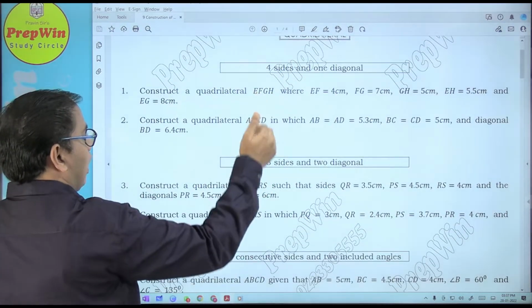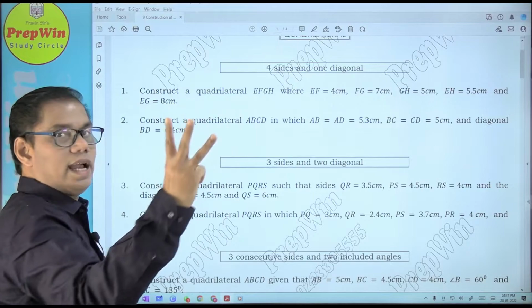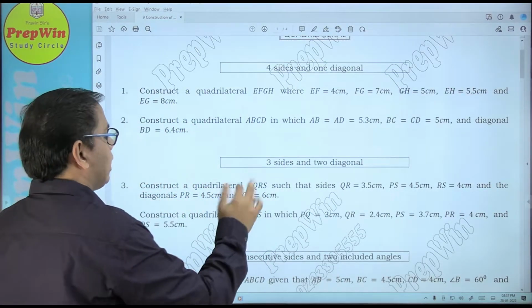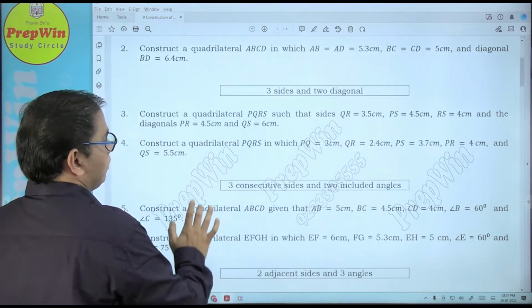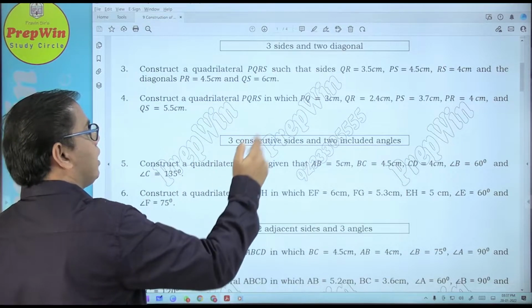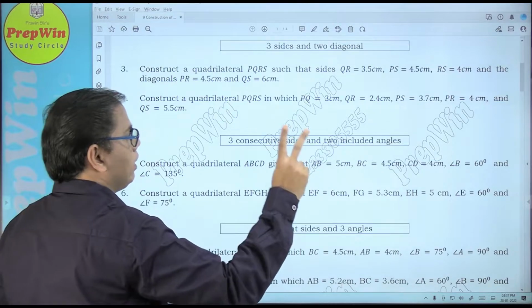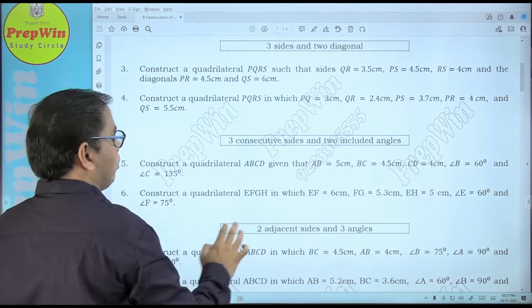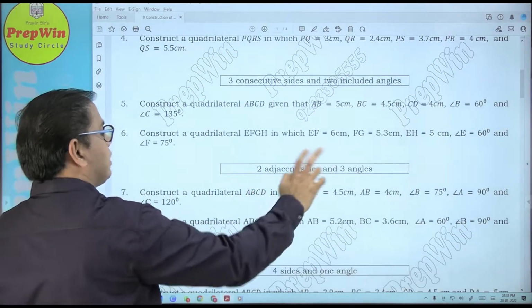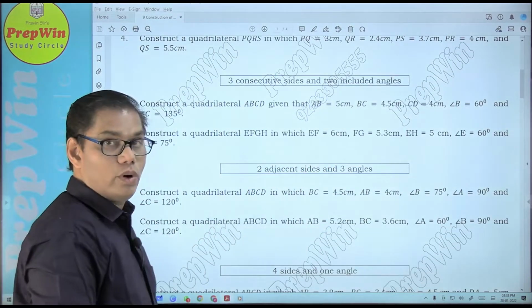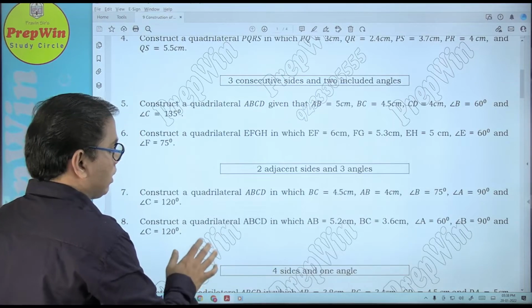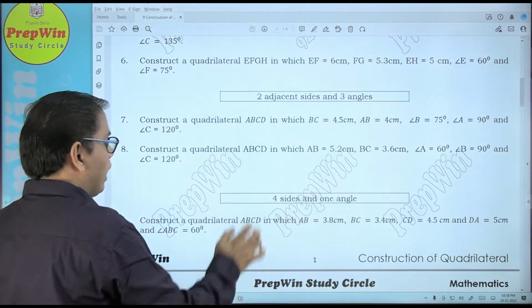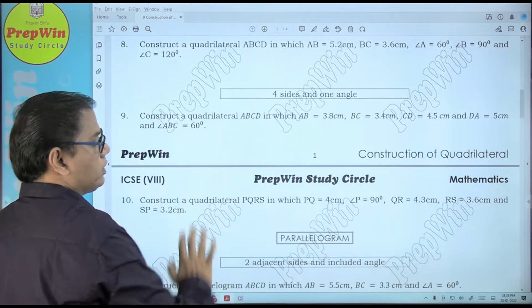Then we have another question whereby 3 sides and 2 diagonals are given. This is also easy because again angle is not involved. Then 3 consecutive sides, meaning adjacent sides, and 2 angles are given. 3 plus 2, 3 sides and 2 angles. Then 2 adjacent sides and 3 angles. Here you have to draw 3 angles. So things are becoming more and more difficult. 4 sides and 1 angle is given. These kinds of questions are there.